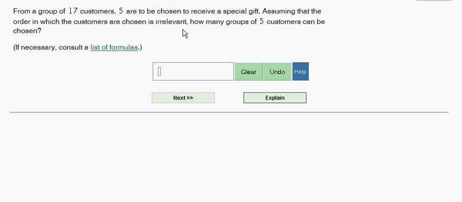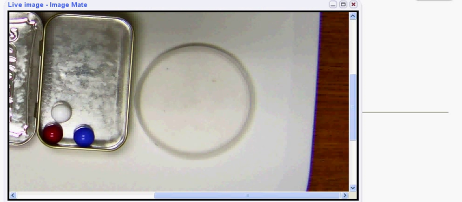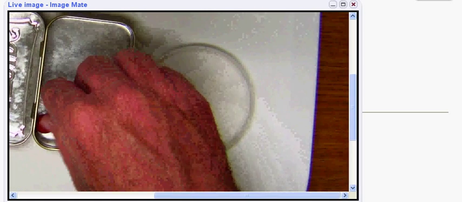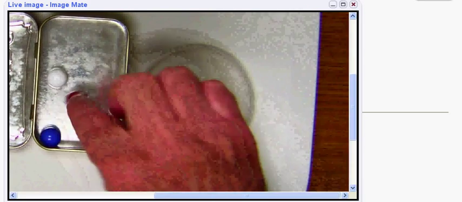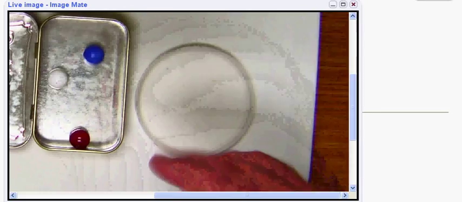So right away, we can see here by the text that we're dealing with a combination situation. And in this combination situation, we've got a fairly complicated situation because we have 17, and we're going to choose from that 5. Let's take a look at a much simpler problem first. Let's take a look at my marbles here. We have 3 marbles. I have a red, white, and blue, and let's suppose that we want to take combinations of these 2 at a time.